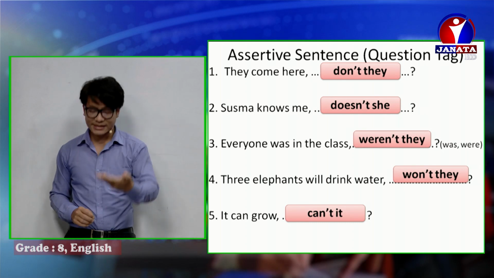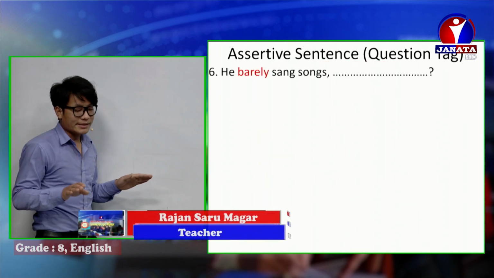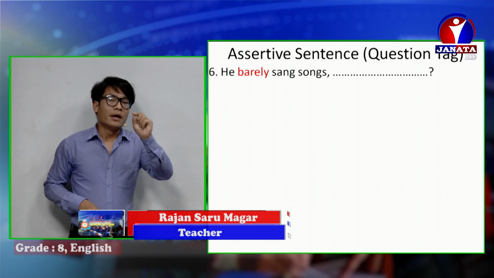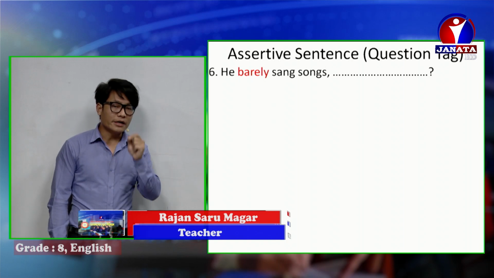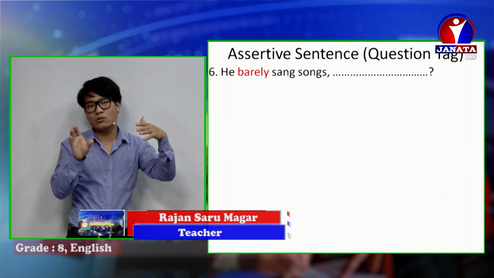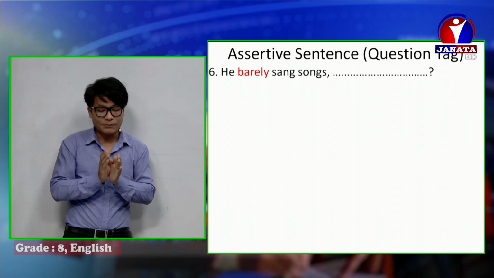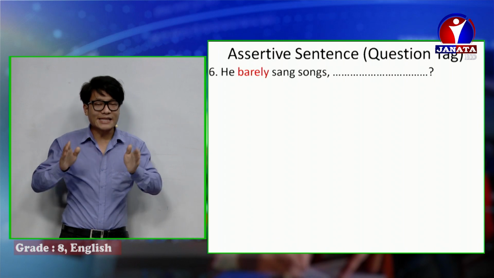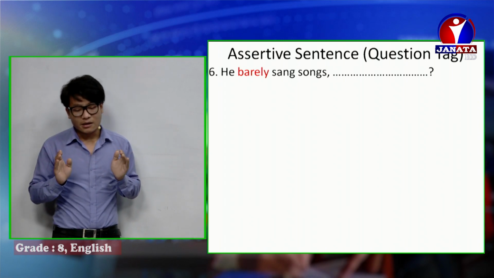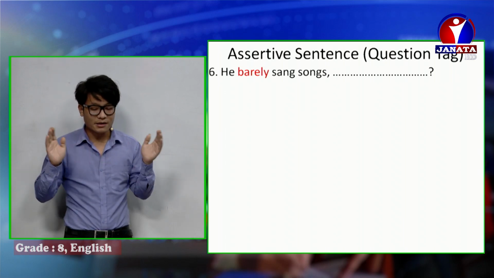Let's have one more example. You can see, he barely sang songs. I had told you that, and even shown the words which change the whole sentence into negative. One of them was barely. He barely sang songs. So this is not a positive statement, it is negative. So he barely sang songs.